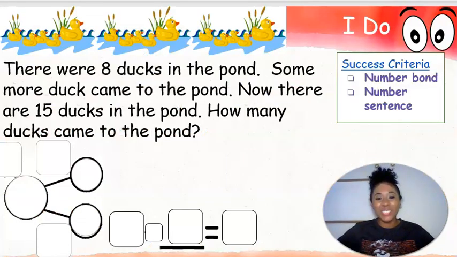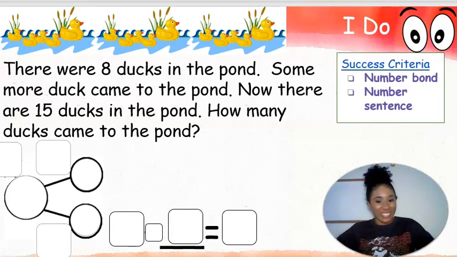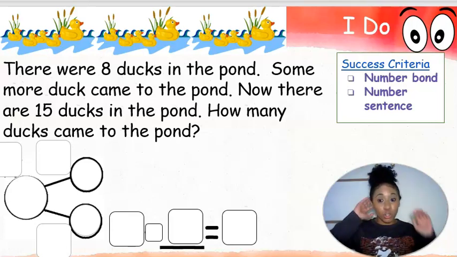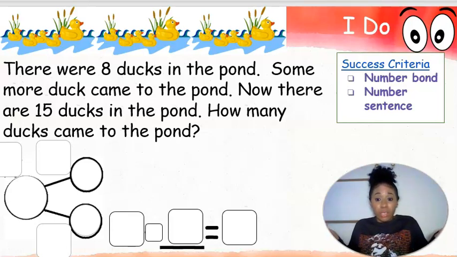Okay, friends, for this first example, Miss Finney will be modeling how I would solve this problem, and then I'll do one more, and then it will be your turn to solve. All right, friends, the very first thing I'm going to do is I'm going to read my word problem. All right, turn those listening ears on. There were 8 ducks in the pond. Some more came to the pond. Now there are 15 ducks in the pond. How many ducks came to the pond?